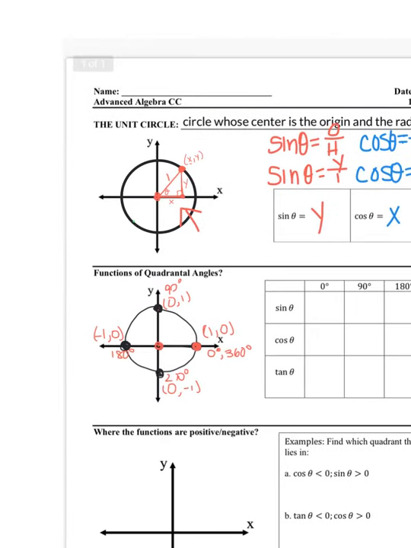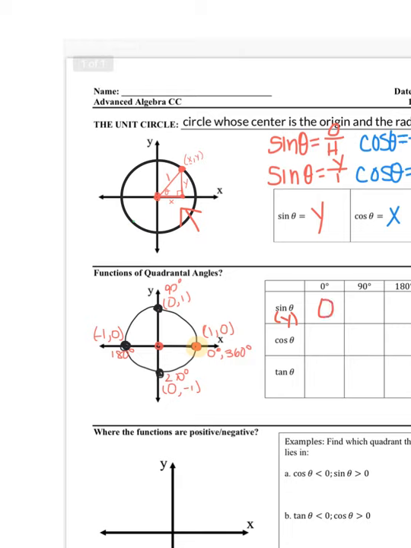I'm going to just fill in the entire column. I'm not going to go row by row. I'm going to go column by column for this. For 0 degrees, 0 degrees is this point. I'm going to highlight it. 0 degrees is this point right here, right? So to figure out the sine of 0 degrees, sine is the y value. That's what we did a second ago. Sine is the y value. The y value is 0.